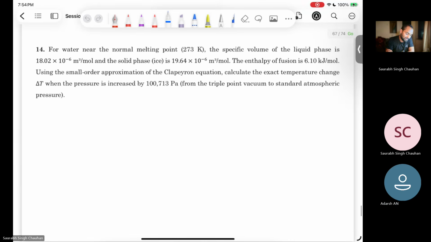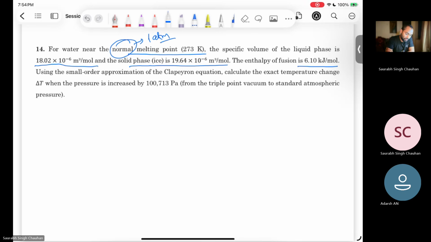It is saying that water near the normal melting point, 273 Kelvin, at atmospheric pressure. The specific volume of the liquid is given. The solid phase specific volume is also given. The enthalpy of fusion is given.